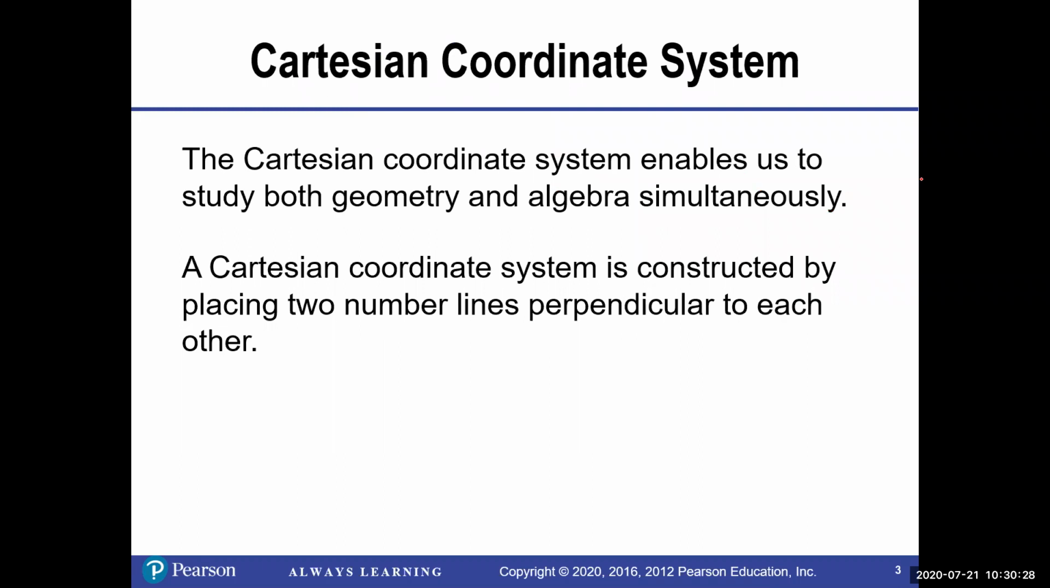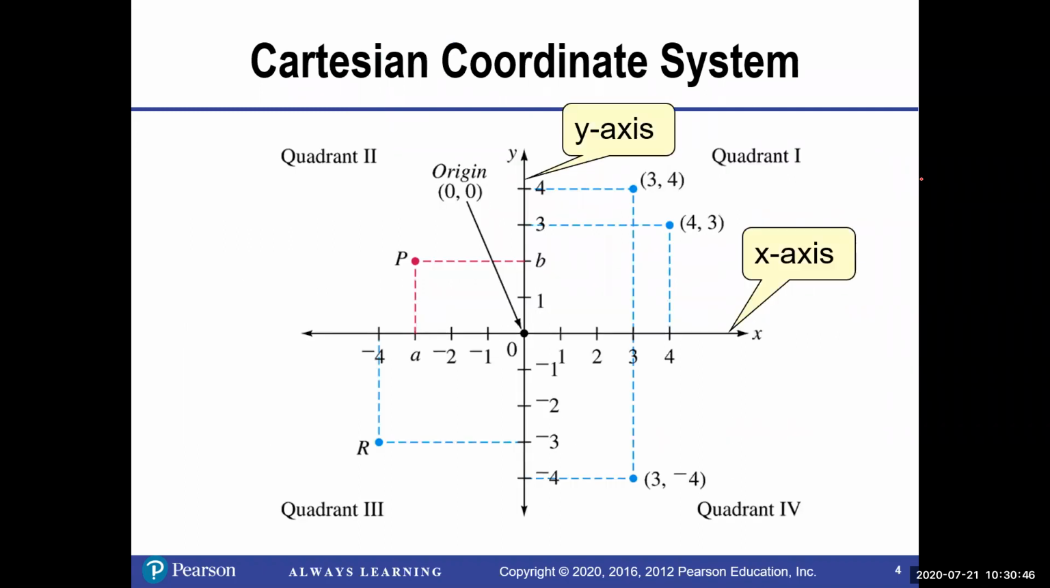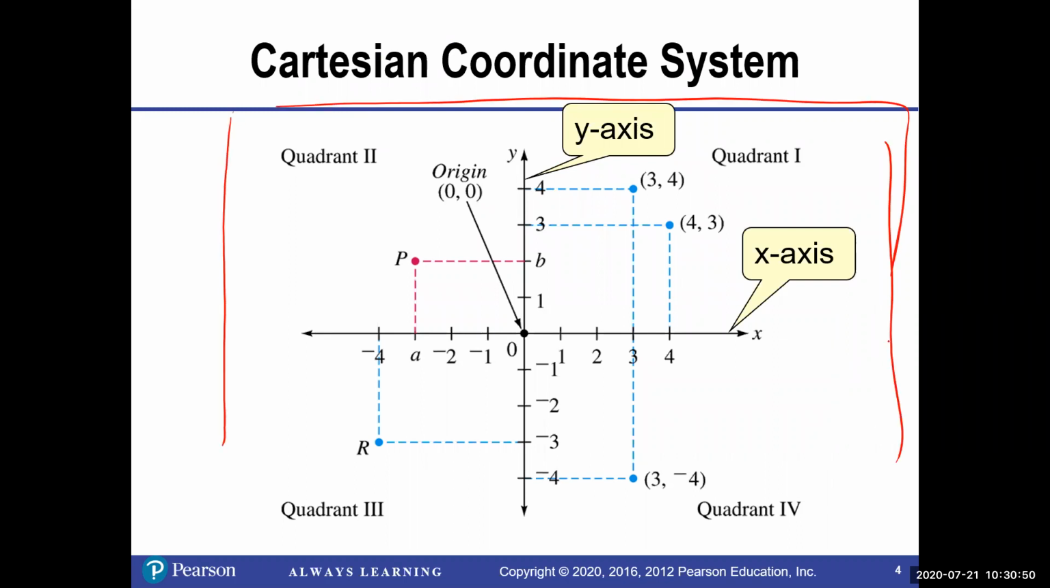Now, the Cartesian coordinate system. The Cartesian coordinate system enables us to study both geometry and algebra simultaneously. A Cartesian coordinate system is constructed by placing two number lines perpendicular to each other. This is what we call the Cartesian plane. So we have our x-axis, and then we have our y-axis.